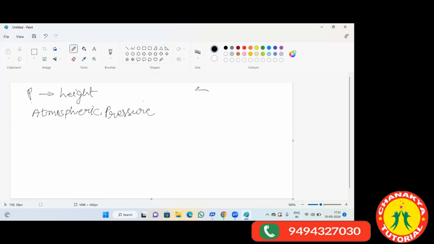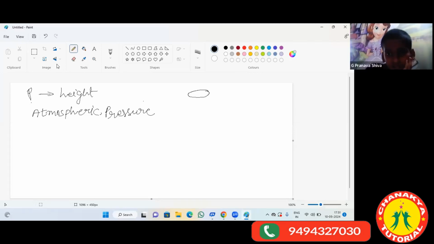So we have a column of water here. Suppose, everywhere around the surface of Earth, we have air. Air is present everywhere. Is air present everywhere around us?